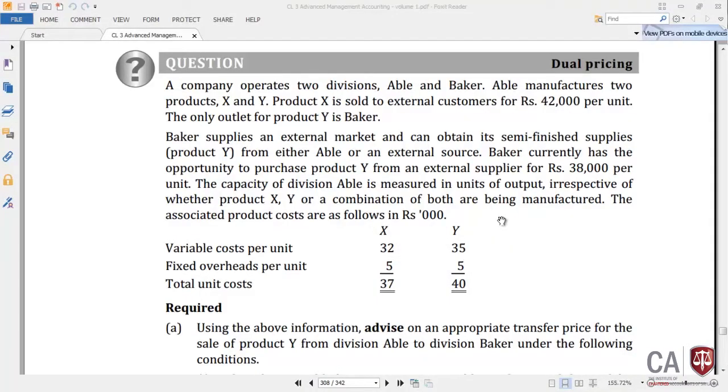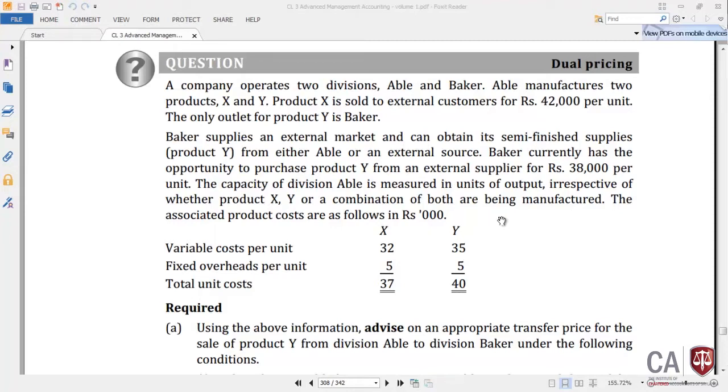Okay, let's start a question from your study text, moving into your computer screen. Here you can see the question. See what are the steps you have to follow when you are solving this type of questions. A company operates two divisions, Able and Baker, let's say A and B. Able, that is A, manufactures two products X and Y. The product X is sold to external customers for 42,000 per unit. The only outlet for the product Y is B. That means A is producing two products, X selling outside, Y selling only inside because they don't have an external market.